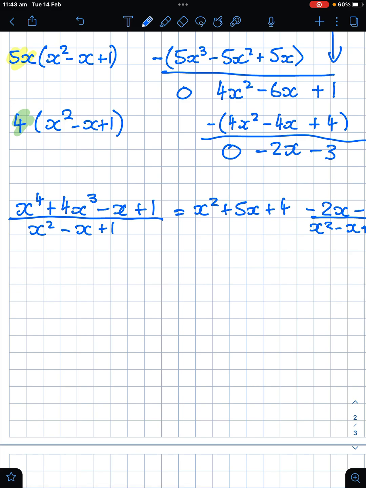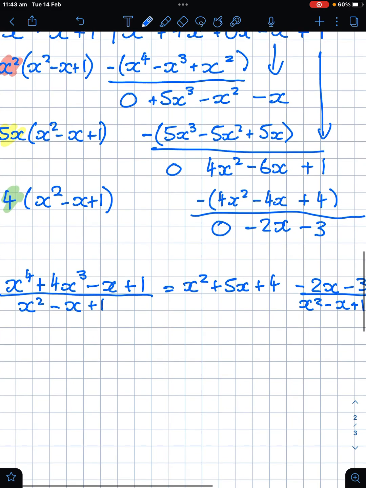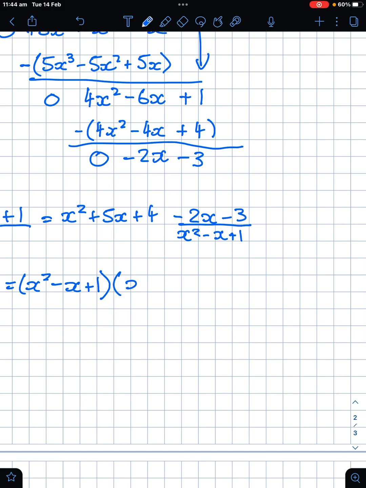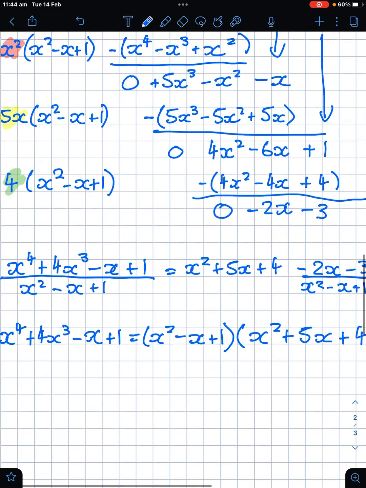We've got the division done to the polynomial, but if I was going to explain this in a different term, I'm just going to rearrange quickly. X to the 4 plus 4x cubed minus x plus 1 equals, now our divisor, I'm just going to put this here, x squared minus x plus 1, and then this is multiplied by x squared plus 5x plus 4, which is our quotient.